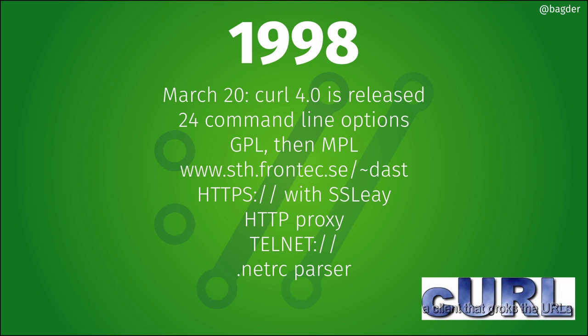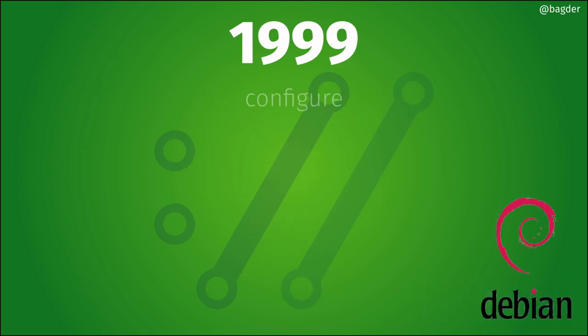An ever present reason for discussions and arguments about how to do that, because there's no standard for the .netrc file. It's just weird. And I did the first man page for curl, and then it was a simple time, right? 24 command line options. They were all described pretty briefly. It wasn't a big man page. So when we got into 1999, I did the first configure script.